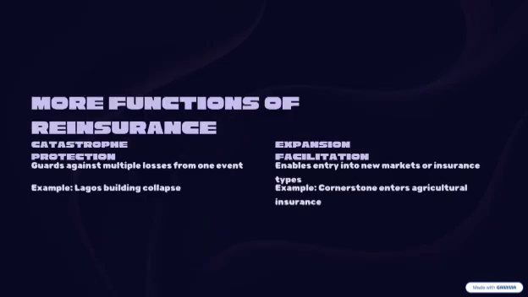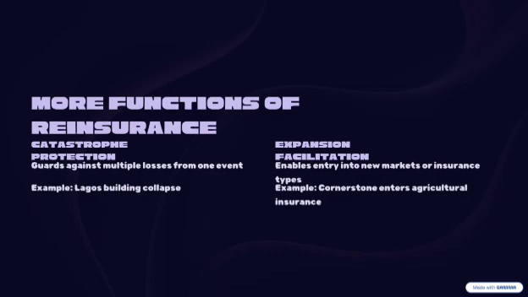Function number 3, catastrophic protection. Now, reinsurance provides protection against multiple losses from a single event. When there was a major building collapse in Lagos that affected multiple policyholders, reinsurance helped the primary insurers manage the surge in claims from a single catastrophic event.